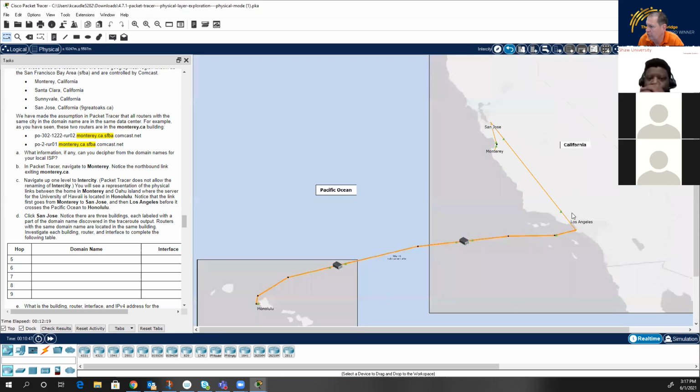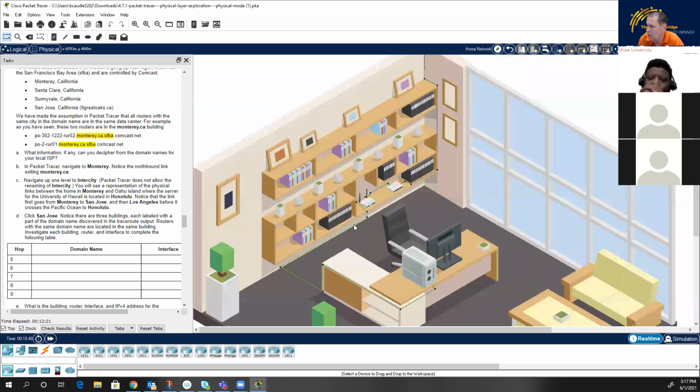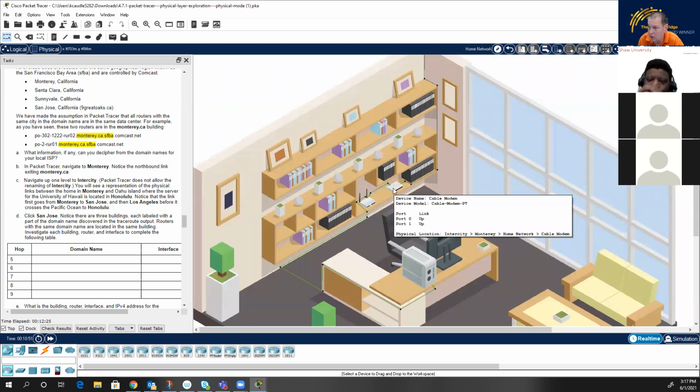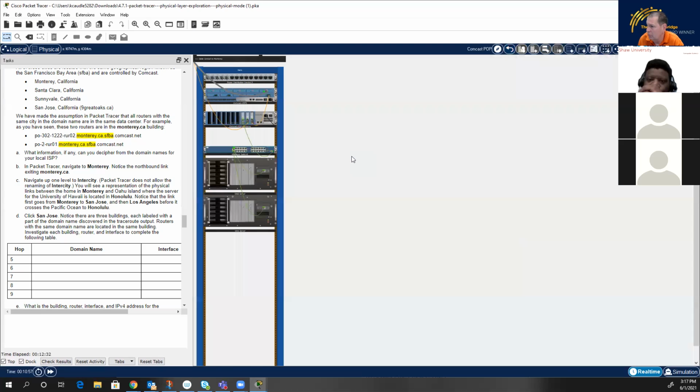Because your first hop is in your house. There's hop 1. There's your router. Remember, this doesn't count because it's just a layer 2 device. So the cable modem doesn't count. So there's 1, unless I miscounted. Okay, so that's going there. There's a router. That's 2.